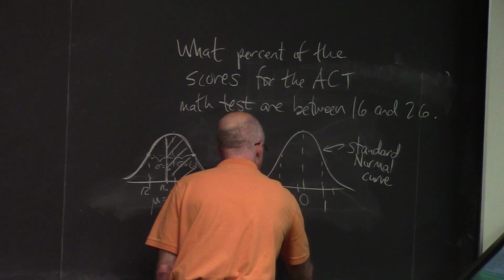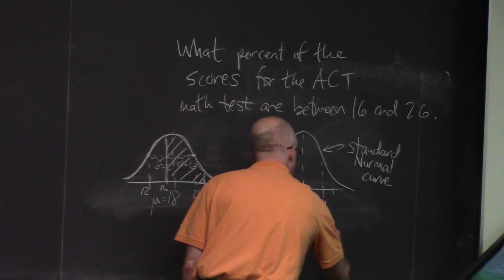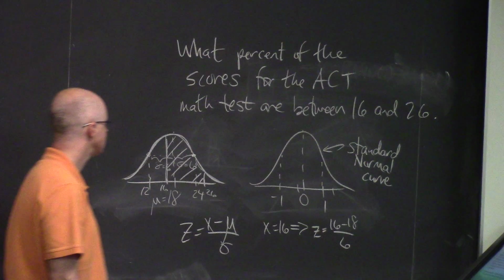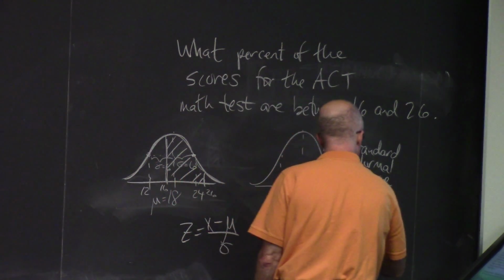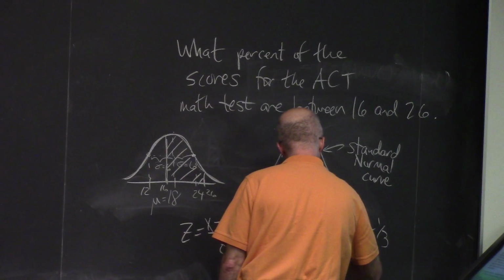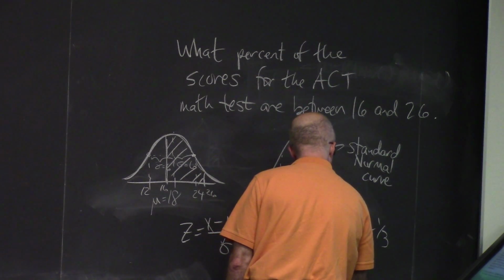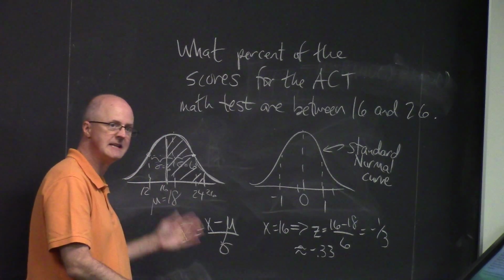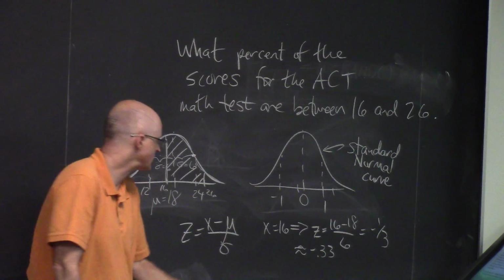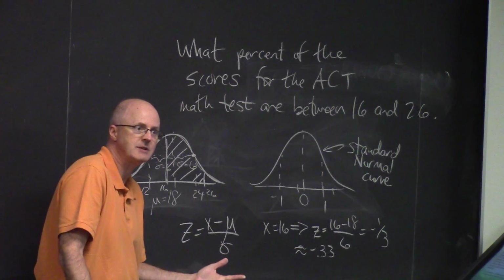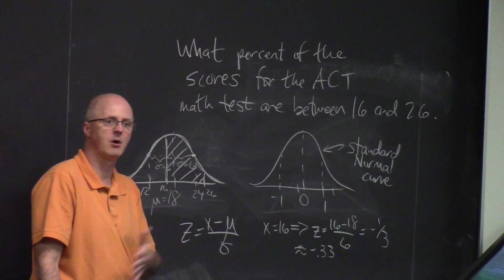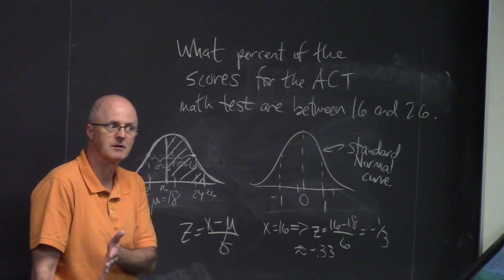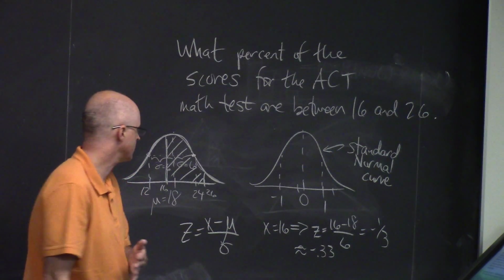When x is 16, what is z? Z is 16 minus 18 over 6. Negative 2 over 6 is negative 1/3, which is approximately negative 0.33. What does that tell you? It tells you a score of 16 is 1/3 of a standard deviation below the mean. That's what the z-score formula is doing. It's counting how many standard deviations above or below the mean you are. When the number is below the mean, you get a negative z-score. We're 1/3 of a standard deviation below the mean.